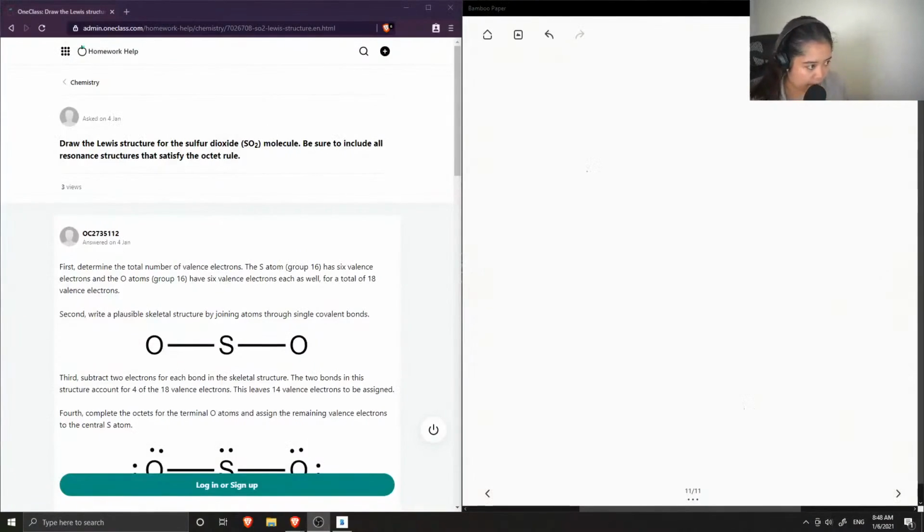Okay, so this question asks to draw the Lewis structure for the sulfur dioxide molecule. Be sure to include all resonance structures and that they satisfy the octet rule.